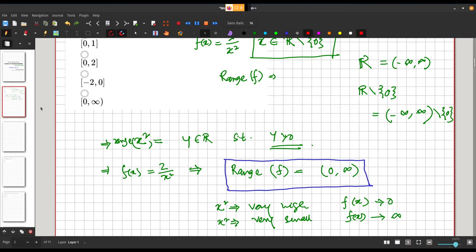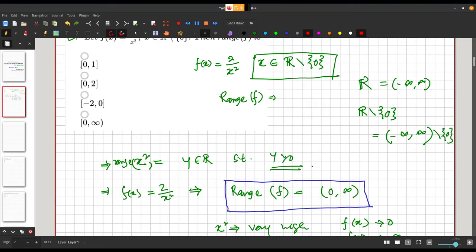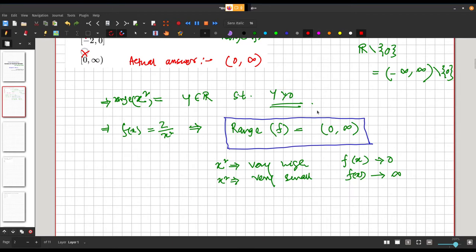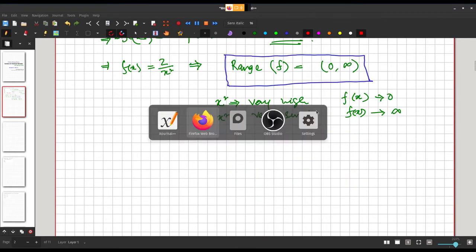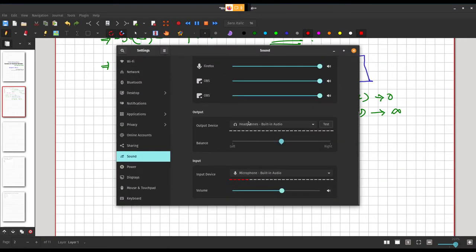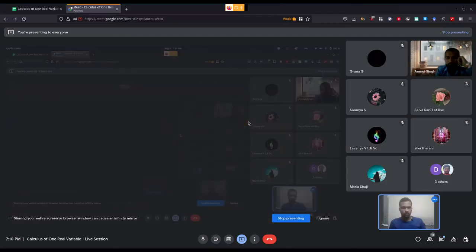So the options given here are not correct. It might have been a typo. The actual answer will be zero to infinity, excluding zero. Okay, so this is the first problem of today. Does anyone have any questions?